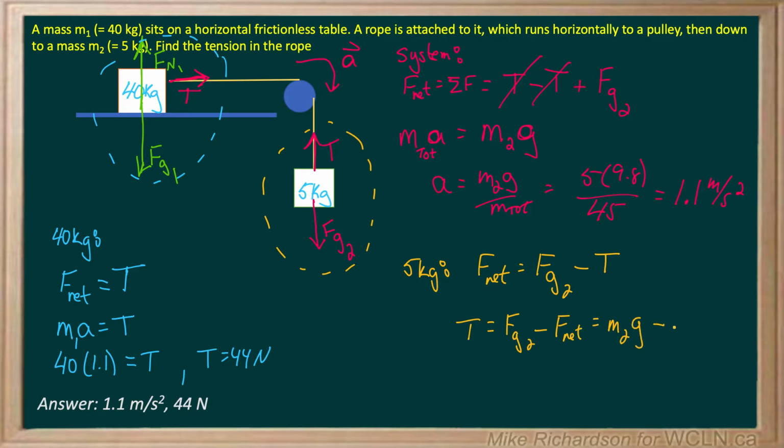m2g minus ma. Fnet's always ma, and because I'm using mass 2 only, m2a. So if you work this one out, you should get 5 times 9.8 minus 5 times 1.1, and you end up getting 44 newtons as well. So obviously the mass on the table was a little easier, but both are fairly straightforward, and it's nice to confirm that the tension is the same for both.